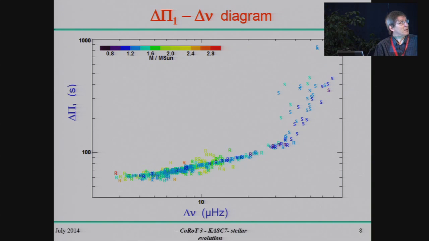And the limit here between subgiant and red giant is very clear. You have less than 10% uncertainty in both parameters. If you look at delta nu, you know that above 40 microhertz, it is a subgiant. Below 35 microhertz, it is a red giant.